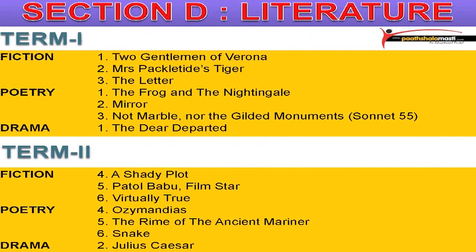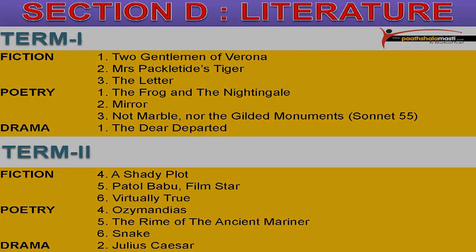Section D, literature. In term 1, fiction, you will have Two Gentlemen of Verona, Mrs. Packletide's Tiger, The Letter. In the poetry, you will have The Frog and the Nightingale, Mirror, Not Marble, Not the Gilded Monuments. And in the drama, you will have The Dear Departed. Term 2, we will have Shady Plot, Patol Babu, Film Star, Virtually True. This is fiction. Then in poetry section, we will have Ozymandias, The Rime of the Ancient Mariner and The Snake. And in the last, the drama will be Julius Caesar.